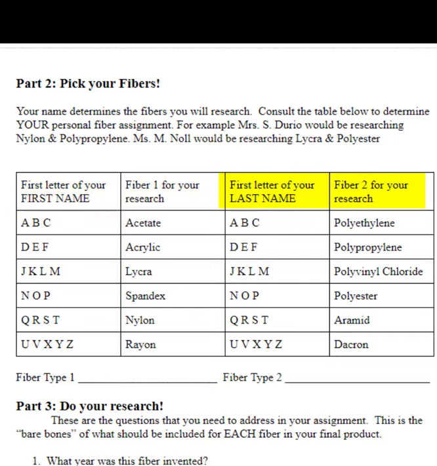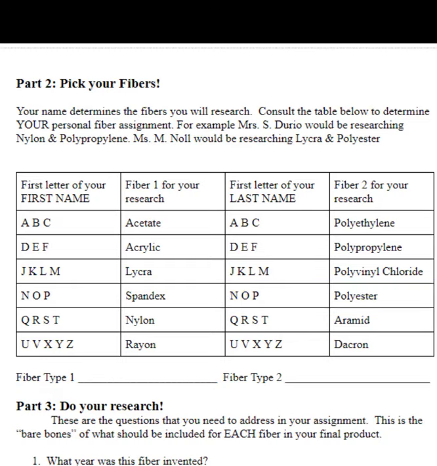Another example would be for me. My first name starts with an M. That means that I will be researching lycra, and my last name ends with an N, and that means I would also be researching polyester.